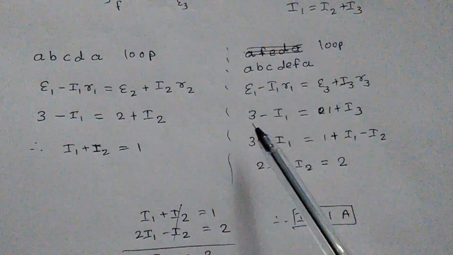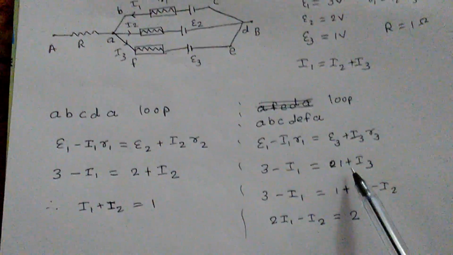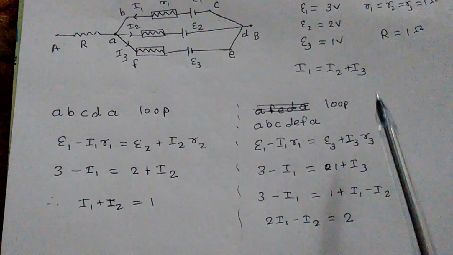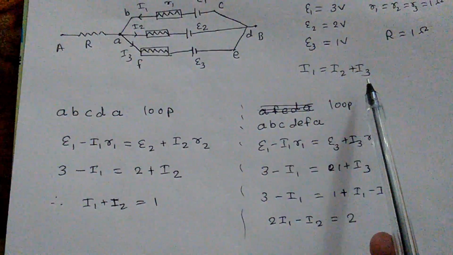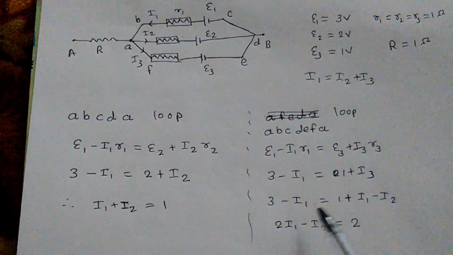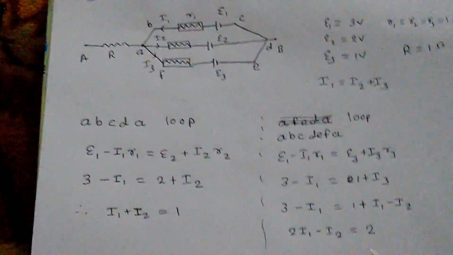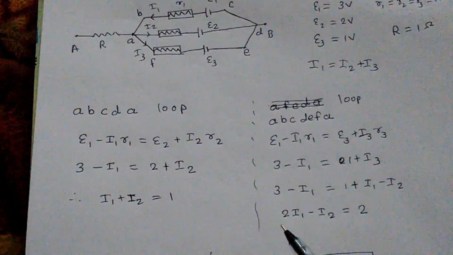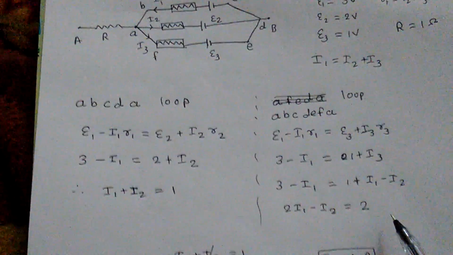And for the second loop, similarly, 3 minus I1 is equal to 1 plus I3, and that's why 3 minus I1 is equal to, now I3. From this equation we are putting in the value of I3. I3 is equal to I1 minus I2. So 3 minus I1 is equal to 1 plus I1 minus I2. I1 is going to be on this side and 1 is going to be on this side, so 2I1 minus I2 is equal to 2.